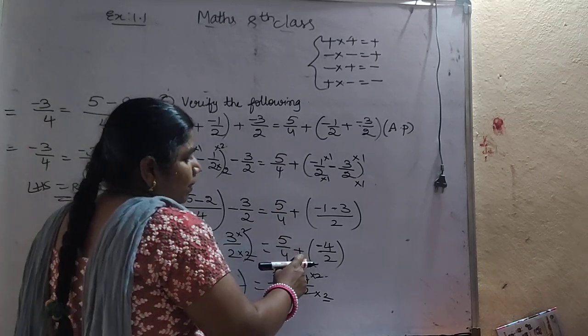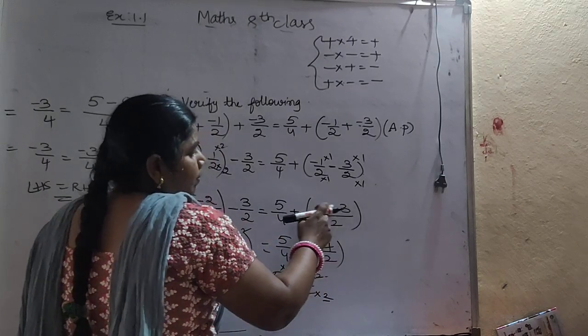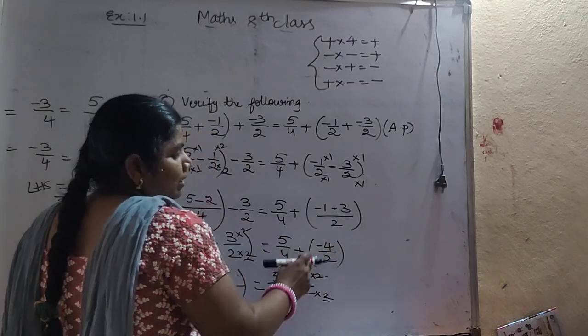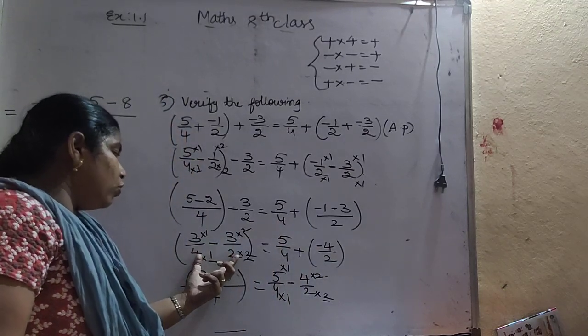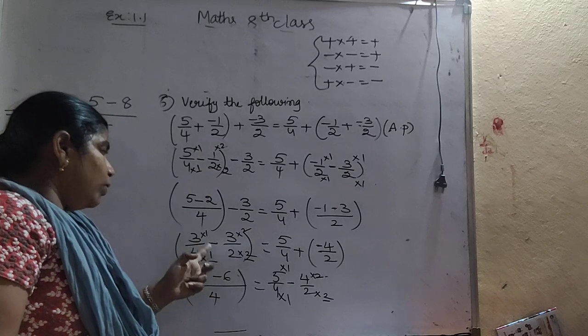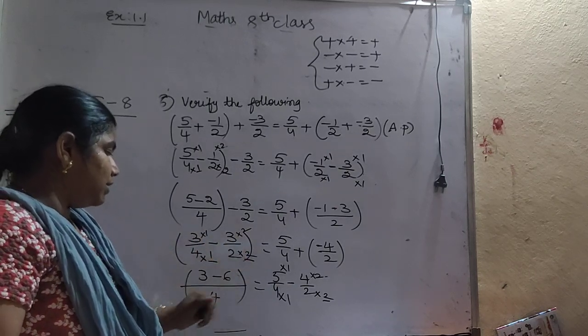Equals to 5 by 4 plus minus 1 minus 3. Minus into minus will be plus. So 3 plus 1 is 4. Bigger number sign is minus. That is minus 4 by 2. So if you solve this again, if you take the LCM of 4 and 2, you will get 4. So into 1 into 1 into 2 into 2, that is 3 1s is 3, minus 3 2s are 6.